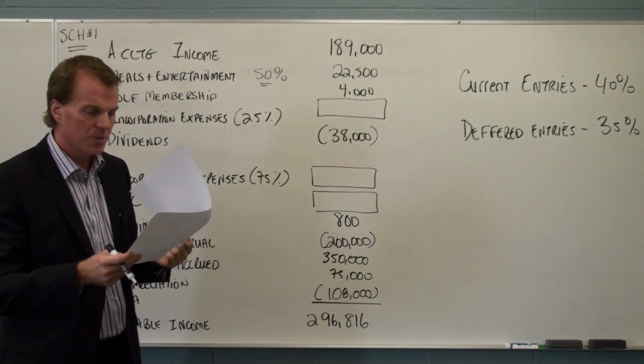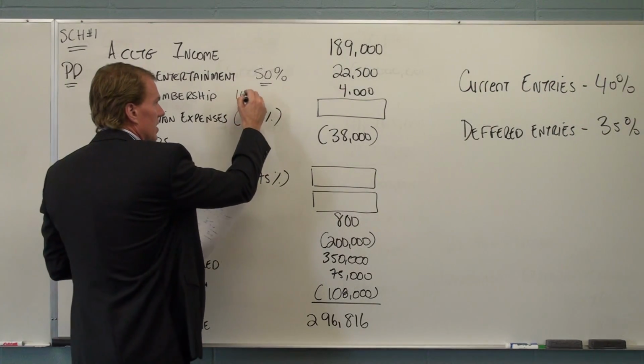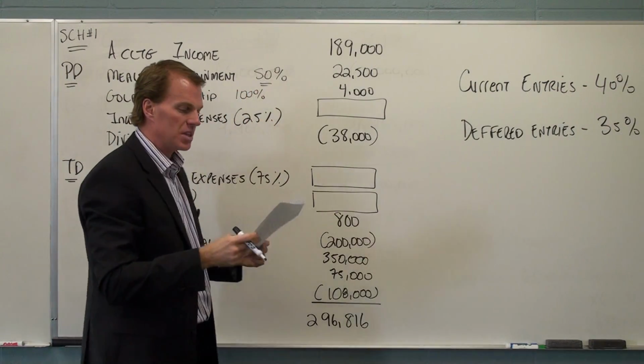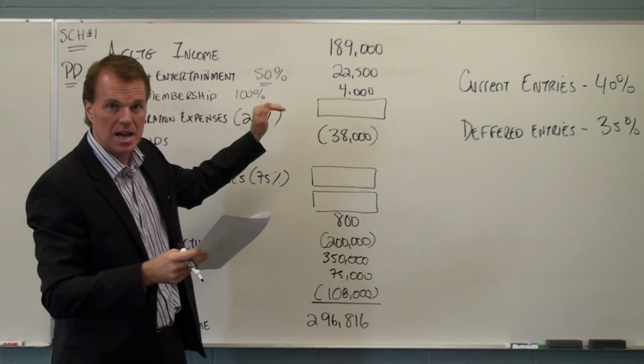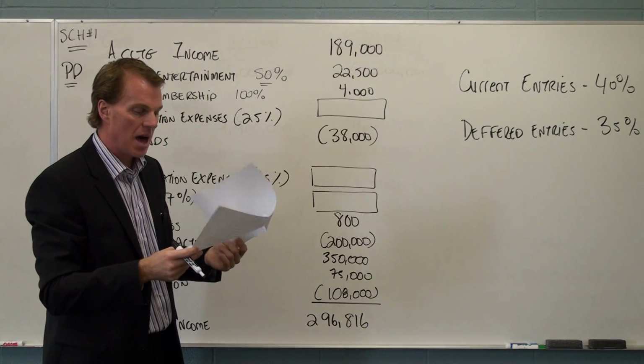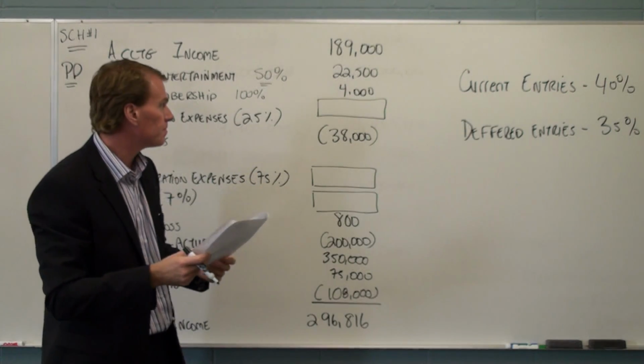The golf membership, that is 100%. We are not allowed to have those annual golf membership dues as a taxable amount. So that has to be added back, the $4,000.